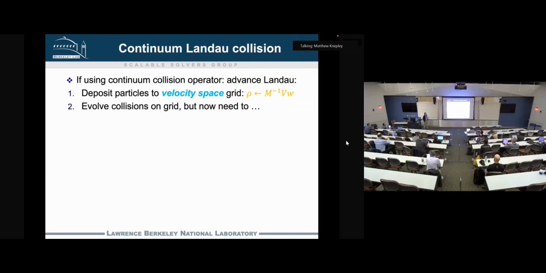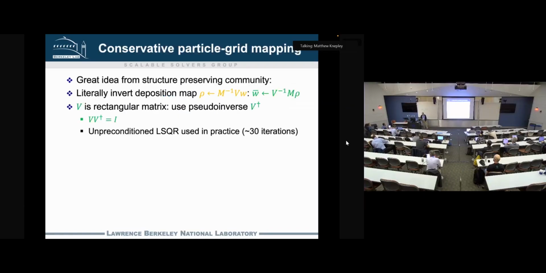Now, this is a velocity space grid for collisions, and then you evolve your collisions on your grid, and then you need to be able to map your state back to your particles. So how do you do that? Well, the structure-preserving community, a community of mathematical physicists, came up with a very embarrassingly simple idea: you just take the function that you had for the grid deposition, and you simply invert it, and you get V^-1 M ρ.